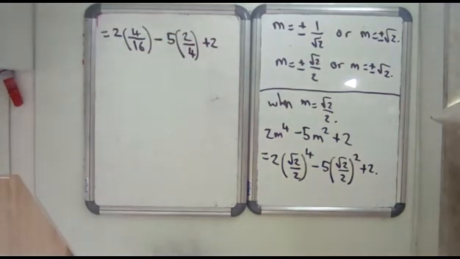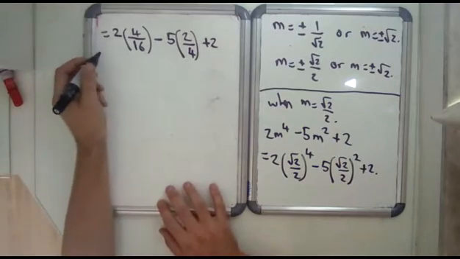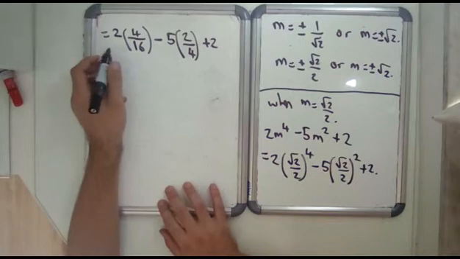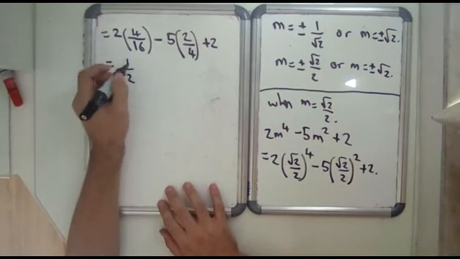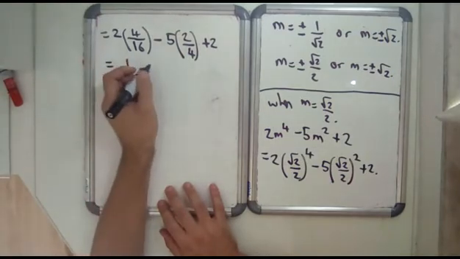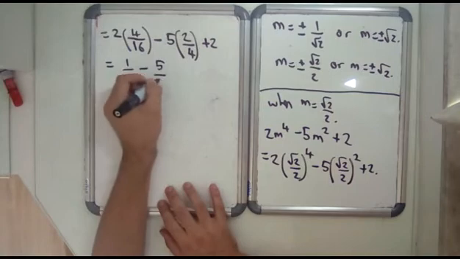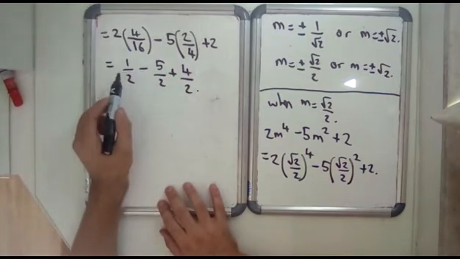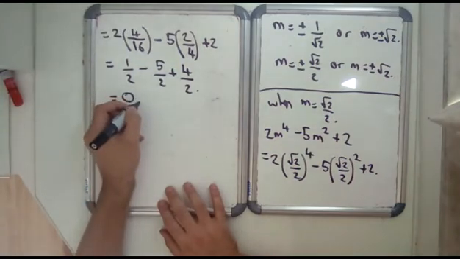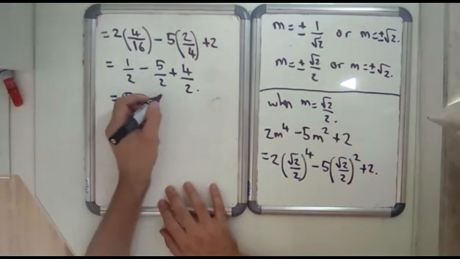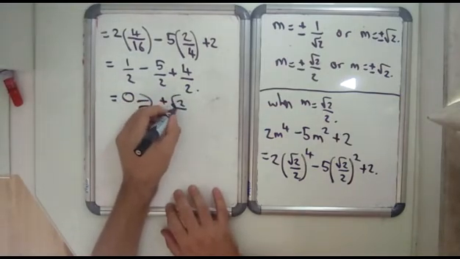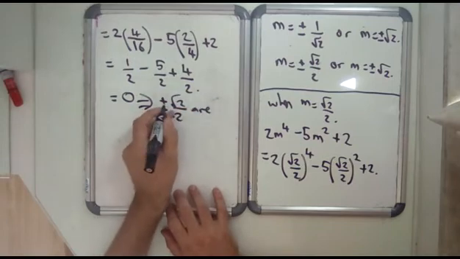So this is 8 over 16, which is a half, right? Minus 5 times a half, so that's 5 halves, plus 2, which must be 4 halves. So 1 minus 5 is minus 4, plus the other 4 equals 0. So that's showing me that plus and minus root 2 over 2 are solutions.